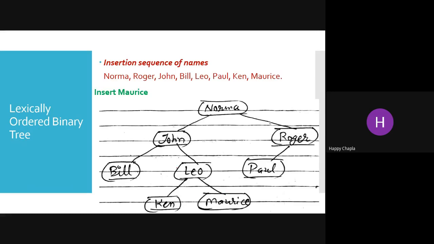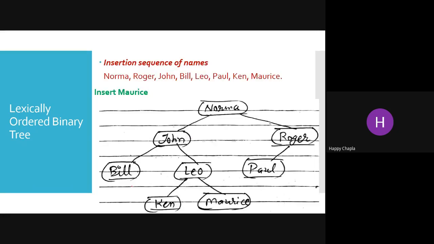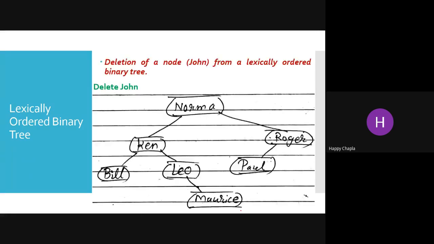Now we are trying to delete John. If we delete John, who will become the root? According to a binary search tree, we have two options: either the in-order predecessor's value or the in-order successor's value. The in-order predecessor is the greatest value from the left subtree, and the successor is the smallest value from the right subtree. You have those two options, so accordingly you can take the answer.